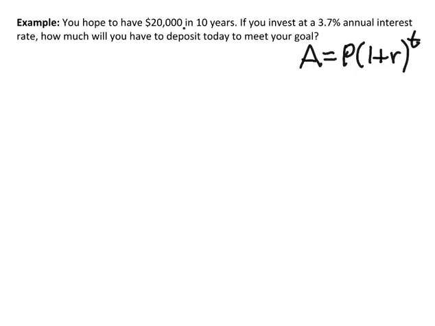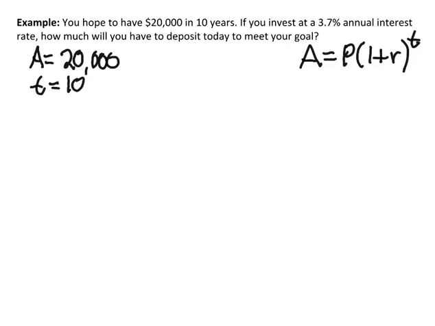So first, the $20,000, that's not what you're depositing now, right? That's not what you have in the bank right now. That's what you hope to have in the future at the end. So that means that is A. P is how much you invest right now. A is how much you hope to have at the end. So A is equal to that $20,000. 10 years, well, that's the time that's gone by. So t is 10.